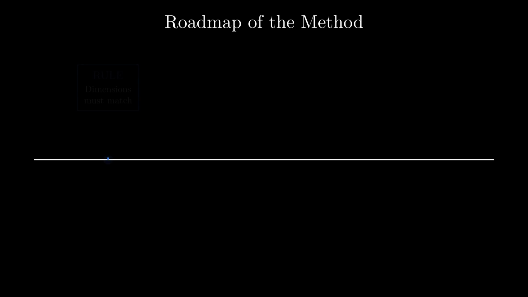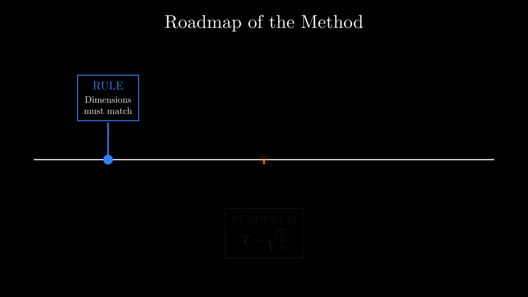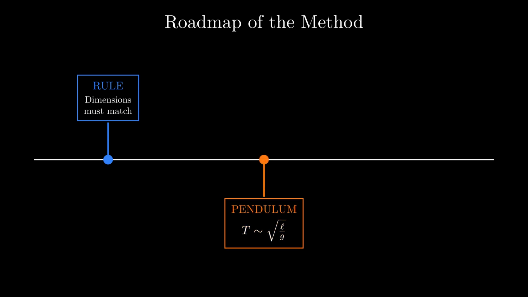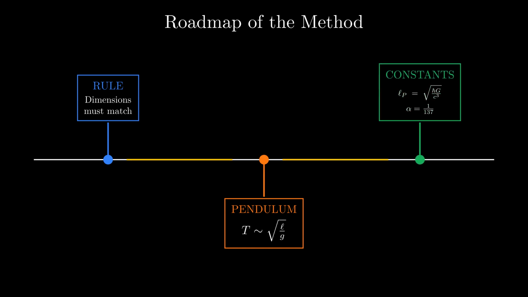To see how this magic works, we first need one simple rule. Every physical quantity carries dimensions, and every honest equation must respect them. From that single constraint, we'll deduce the form of real physical laws. Then we'll feed in the deepest constants of nature and construct fundamental scales of the universe out of pure numbers and units. Start with dimensions.